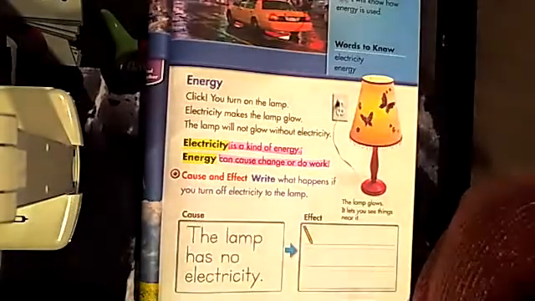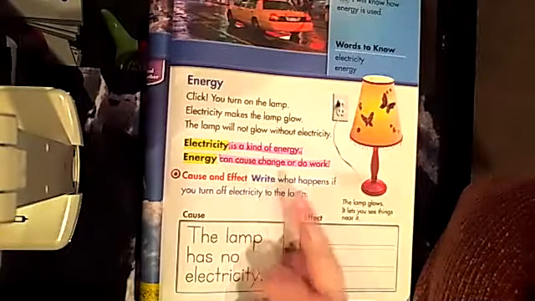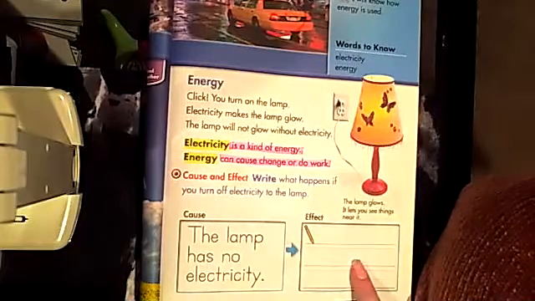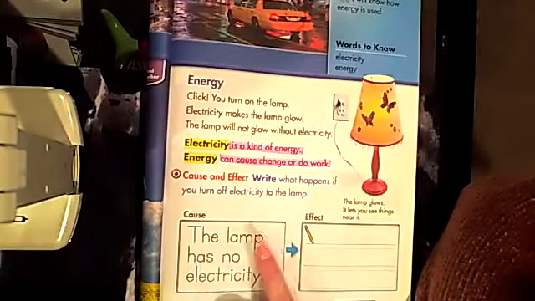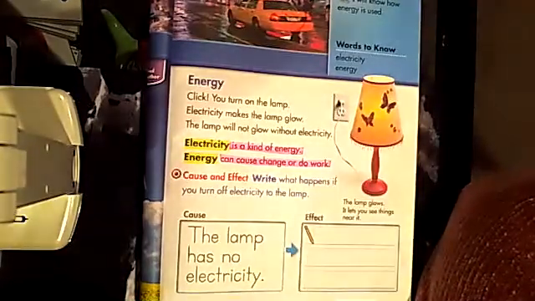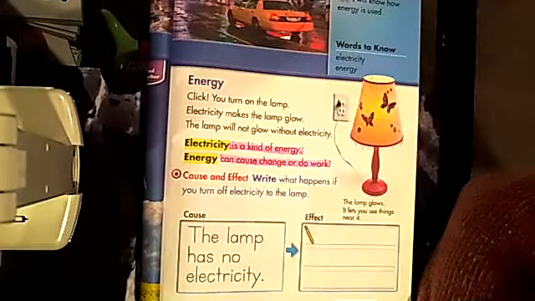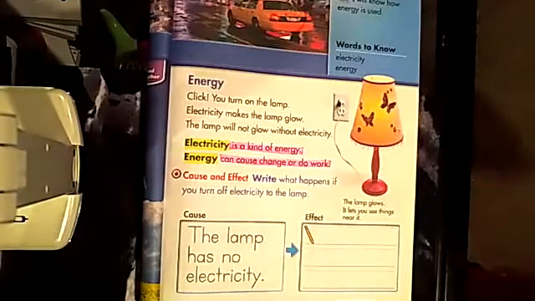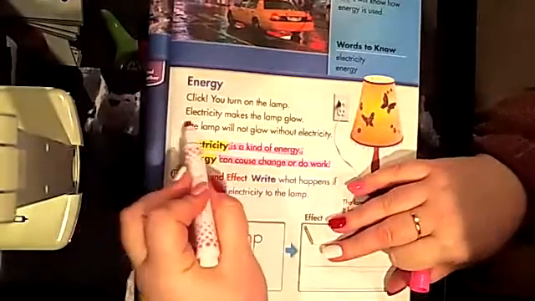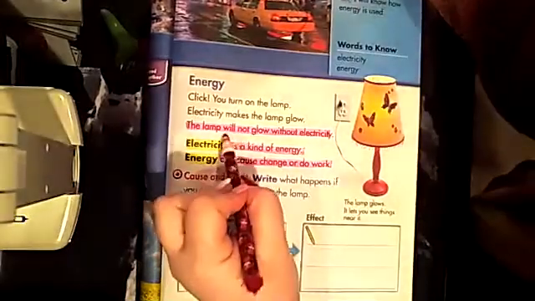So let's look at the cause and effect question now. What happens if you turn off electricity to the lamp? So this is the cause and this is the effect. So if this happens, then what is the effect? What happens after? So the lamp has no electricity. So if this lamp had no electricity, what would happen? Go ahead and shout it out. The lamp has no electricity, so the lamp would not glow. You are exactly right. If you take your highlighter and find this sentence right here, it says, the lamp will not glow without electricity. I'm going to use those exact words, will not glow.